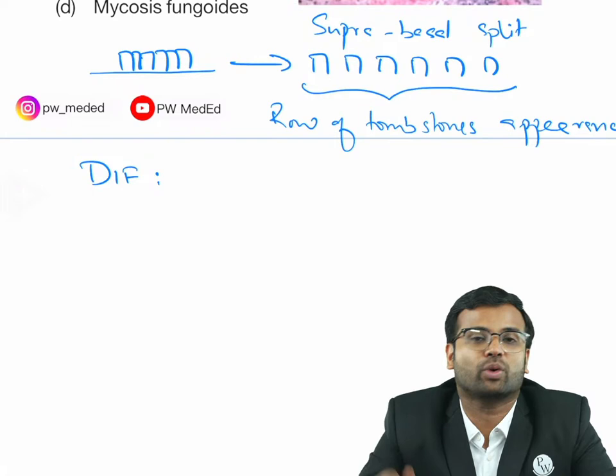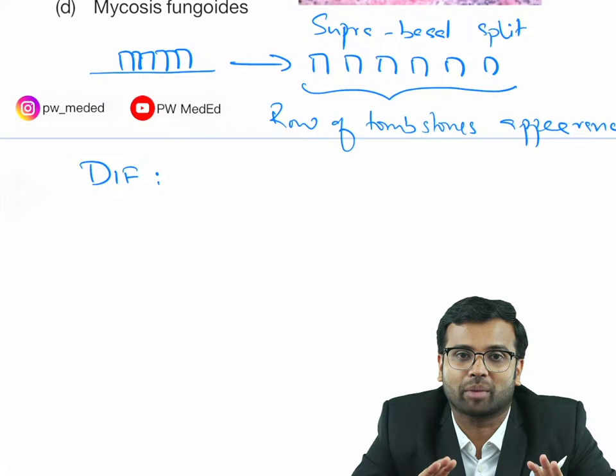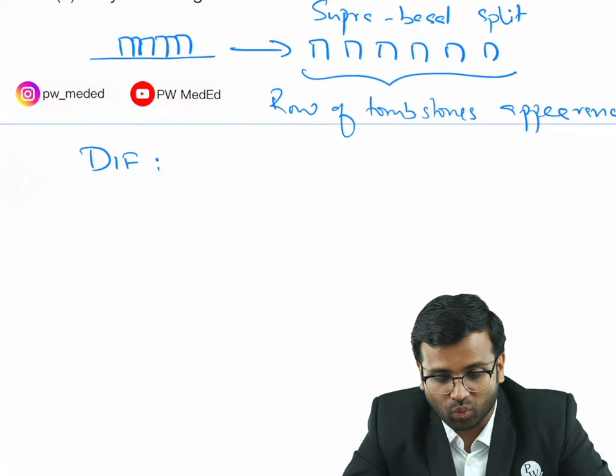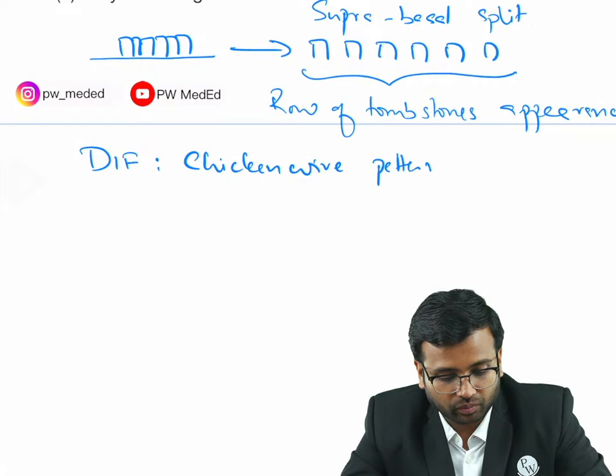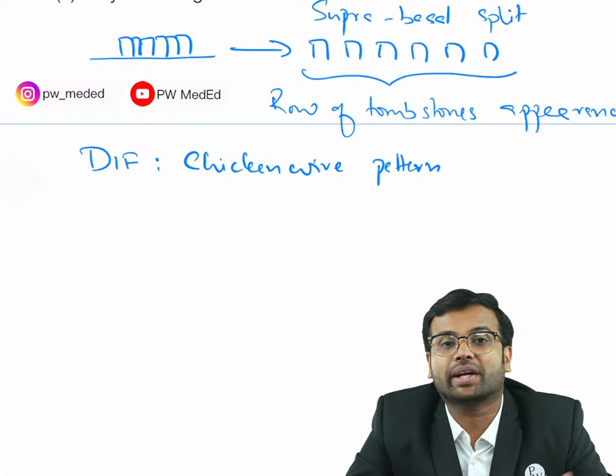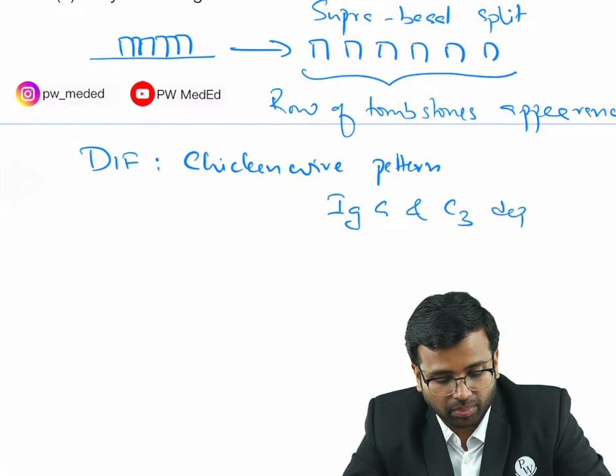So where is desmoglein 3 and where is desmoglein 1 present? These are present within the epidermis. So in this epidermis, what happens? The entire defect will take up the greenish fluorescence, and you can see what kind of a pattern. The kind of pattern that you can see is called as a chicken wire pattern. Okay, this is called as a chicken wire pattern, isn't it? And what is being deposited here? IgG and C3 is deposited in the epidermis.